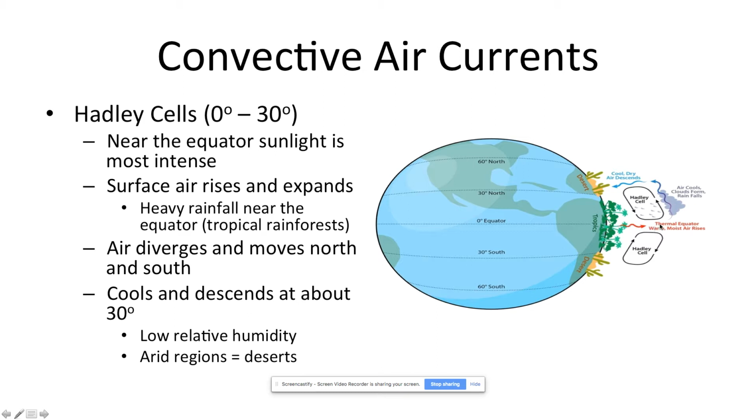You have this warm air rising, the air cools and clouds form, rain falls, and this is why we have a lot of tropical rainforests in equatorial regions. That cool, dry air descends on either side at the 30-degree mark, which is why we end up with a lot of desert at these latitudes. And then that air moves in to replace it. That is our Hadley cells from 0 to 30 degrees.